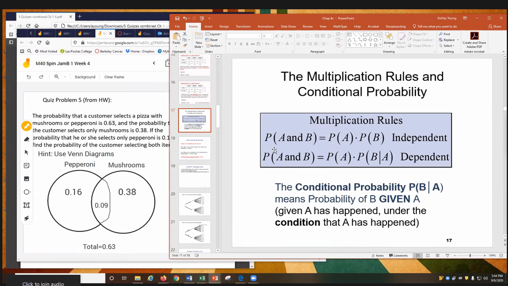The conditional probability of B given A means probability of B given A. Given A has happened, under the condition that A has happened. Great. Good job. So, and means multiply. People always want to try to add it. And means multiply. Everybody say it with me. And means multiply. Even if you're muted at home, that's fine. Just say it with me anyways. 1, 2, 3. And means multiply.